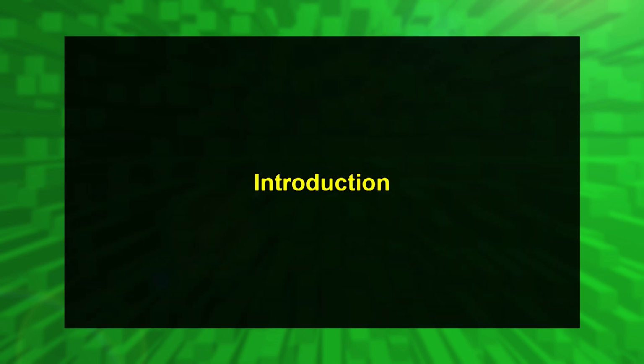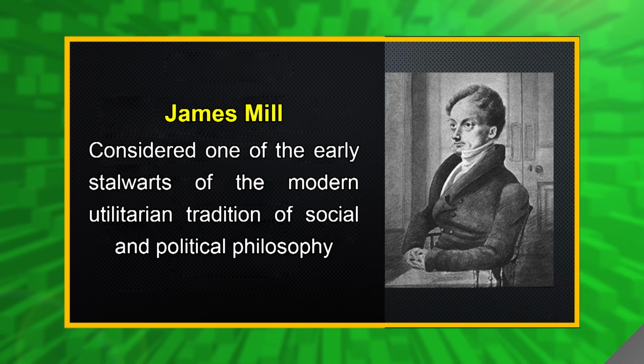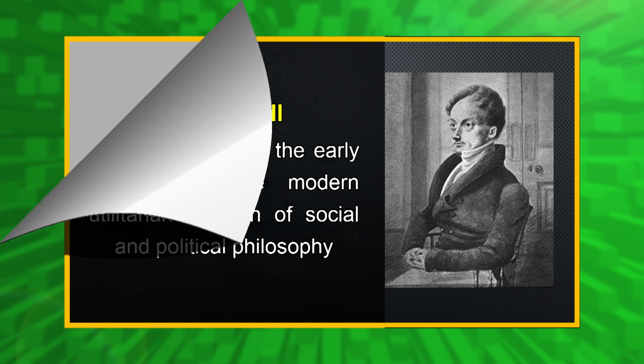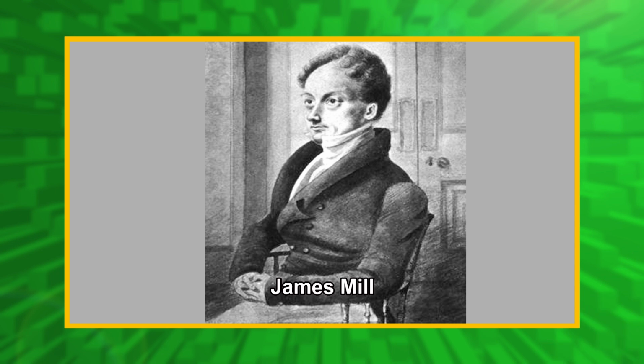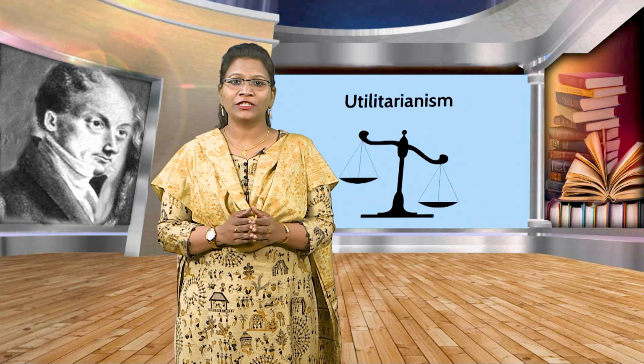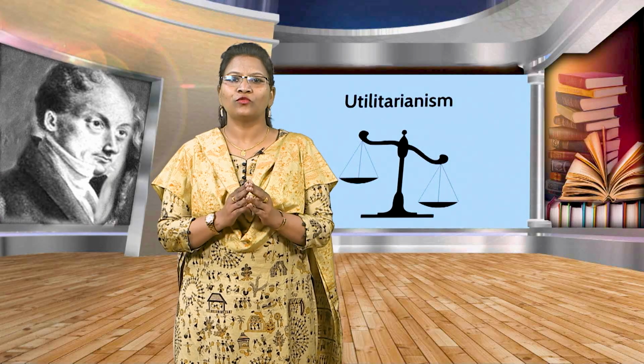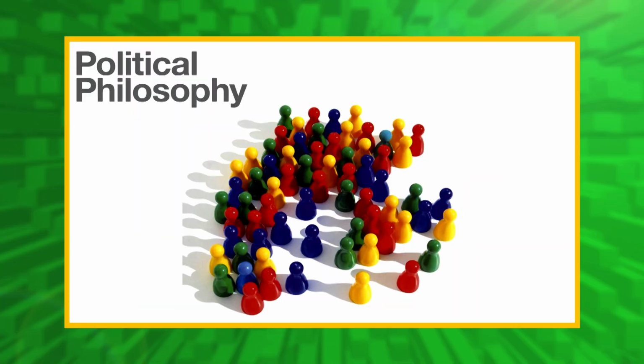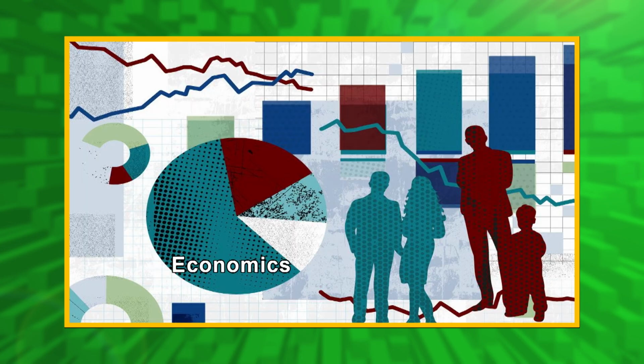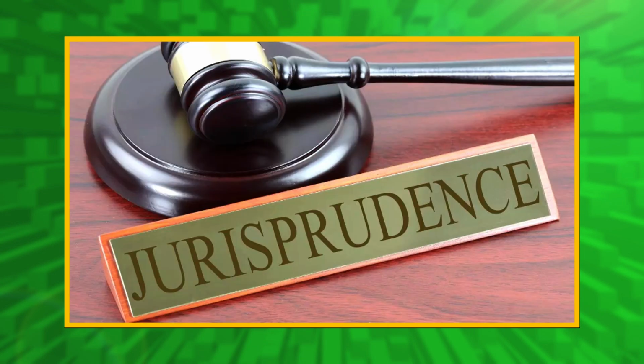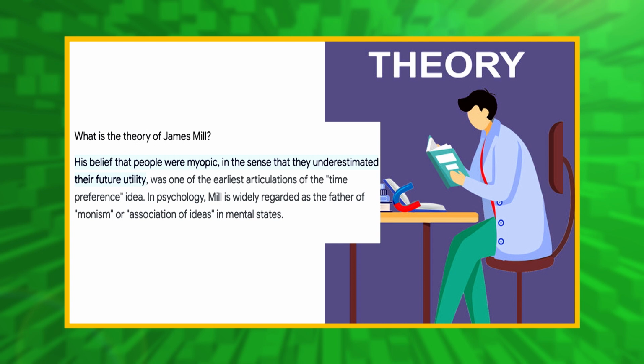Dear students, to begin with, James Mill is considered by many as one of the early stalwarts of the modern utilitarian tradition of social and political philosophy. He is a Scottish historian, economist and political theorist. He made significant contributions to several fields including political philosophy, psychology, economics, jurisprudence and even educational theory.